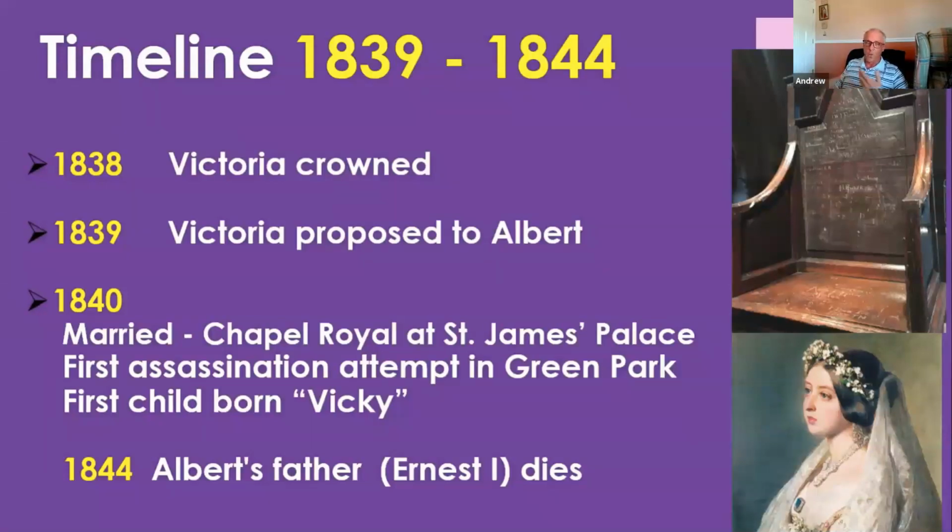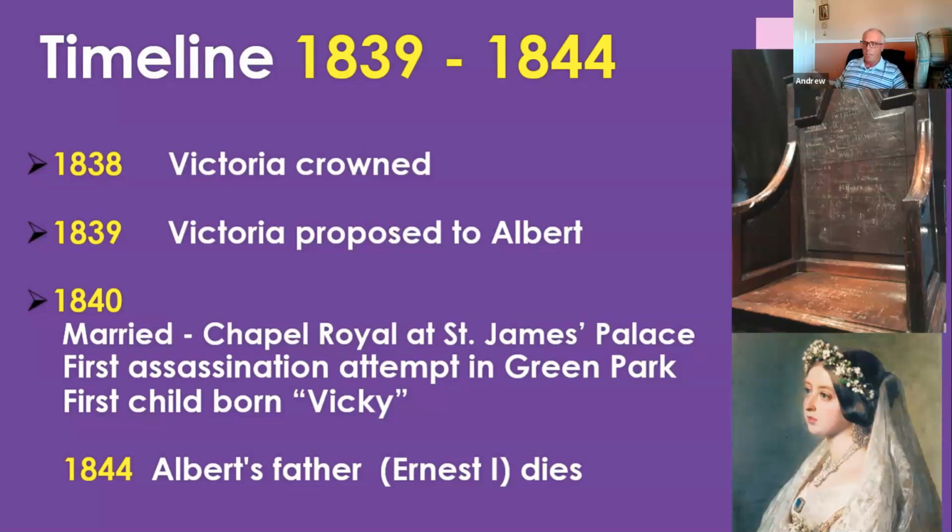I mean, obviously, this was all staged beforehand, and all the different groups, her people and his people, talked. So she already knew what the answer was going to be. But they will get married. They'll get married at the Chapel Royal in St. James's Palace. And interestingly as well, we get an assassination attempt later in the year, but also at the end of 1840, her first child will be born, Vicky. We'll talk more about her later on. And then Albert's father's going to die.